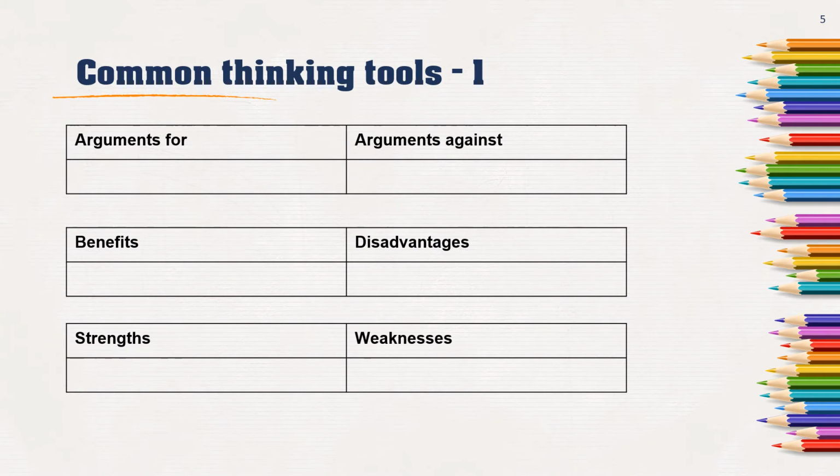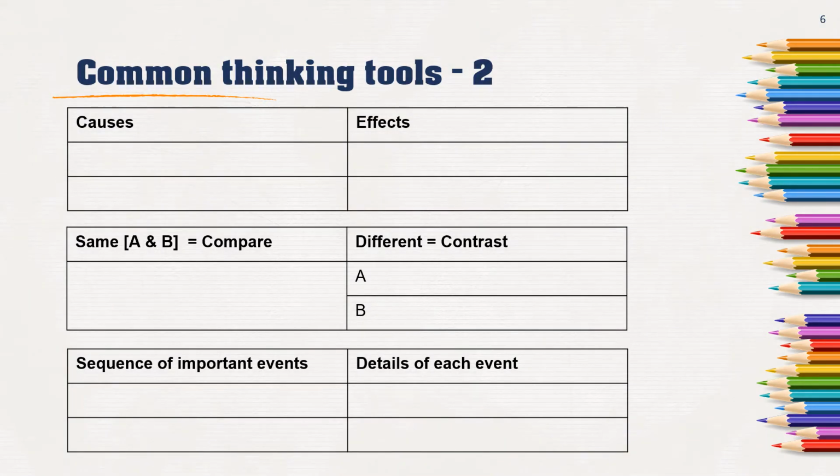So thinking tools are very common. You might be gathering information about arguments for and against, benefits or disadvantages, strengths and weaknesses. So these are very common ways of collecting notes when you're researching. You might be asked in your research assignment to think about causes and effects, or to find out ways that things are the same and different. Or your assignment might ask you to trace a sequence of important events and then to go into some detail. So whatever your assignment is getting you to think about, that's the thinking tool that you will use to collect your notes.